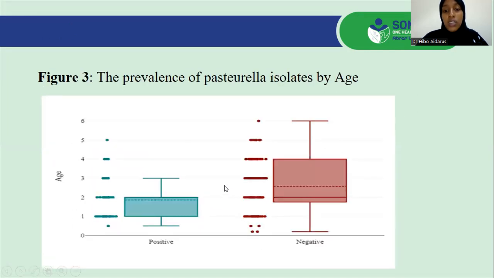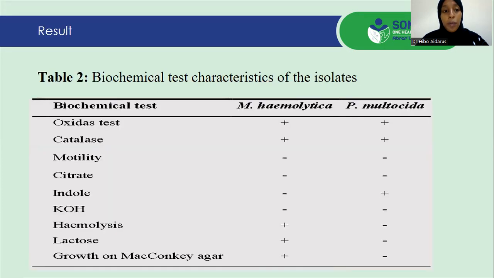This figure also shows the difference between the ages. As the age goes down, the disease goes higher. As the age goes higher, the disease goes down. So it's vice versa. Small animals were infected. This table also shows the biochemical test characteristics of the isolates: oxidase, catalase, motility, citrate, indole, hemolysis, lactose, and growth on MacConkey agar, for both Mannheimia hemolytica and Pasteurella multocida.